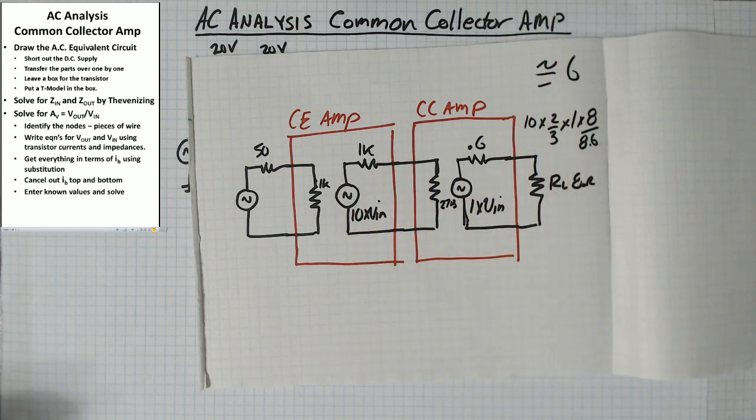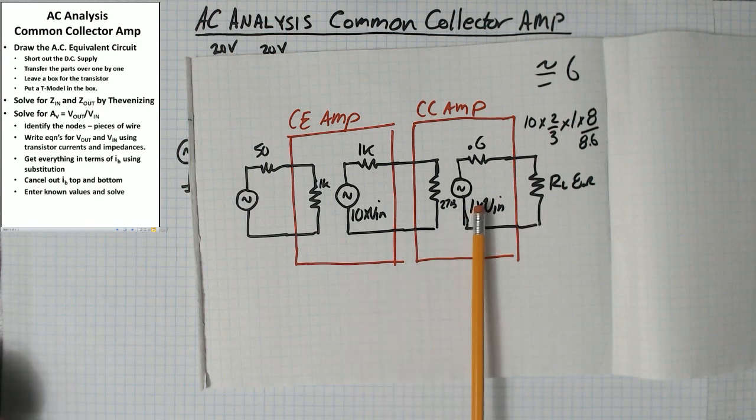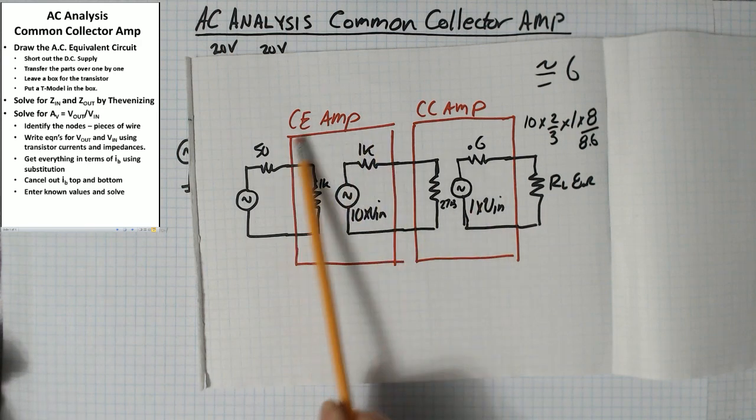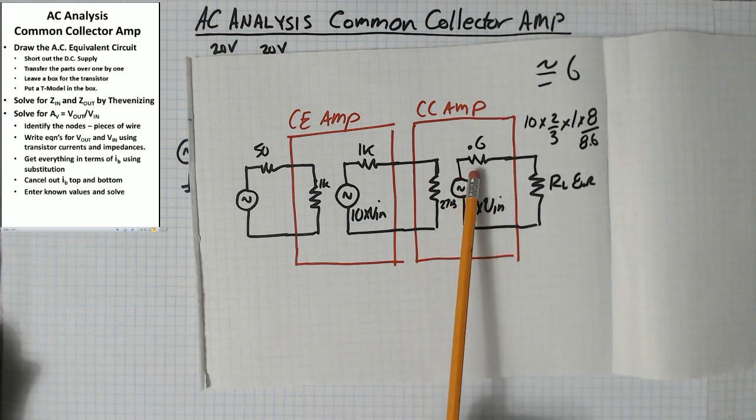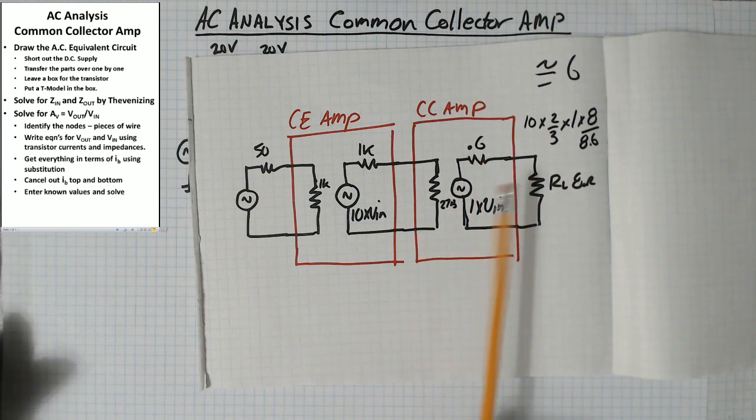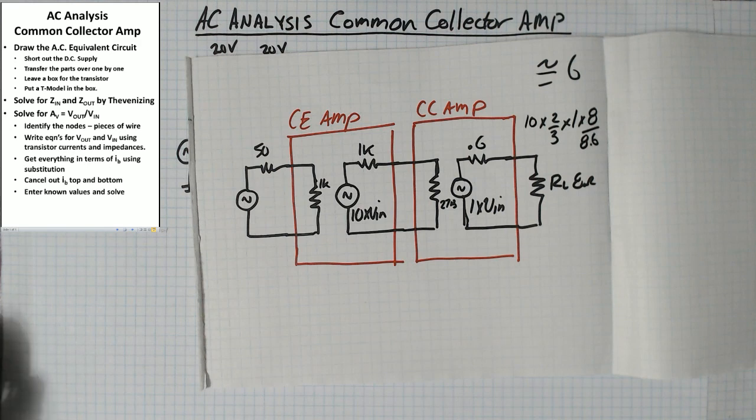So the purpose of a CC amp is if you put it after a CE amp, you use the CE amp to get your voltage gain and use the CC amp to reduce your Z out so that you can drive the load much better. And you use it essentially to match the impedances between Z out and the load better to get a better output.